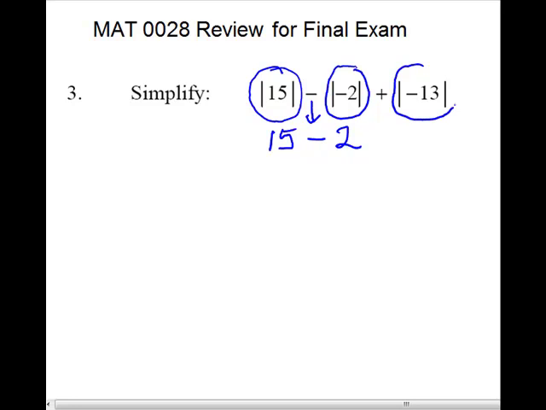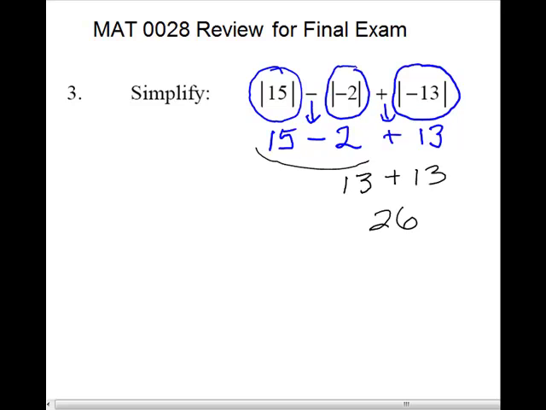The third one, absolute of negative 13. It is 13 spaces. You don't care which side it's on. And just bring down your sign. And now we're just going to go left to right because it's down to the add and subtract level. So 15 minus 2 would give us 13, plus 13 will give us 26. So our choice on this one is B.